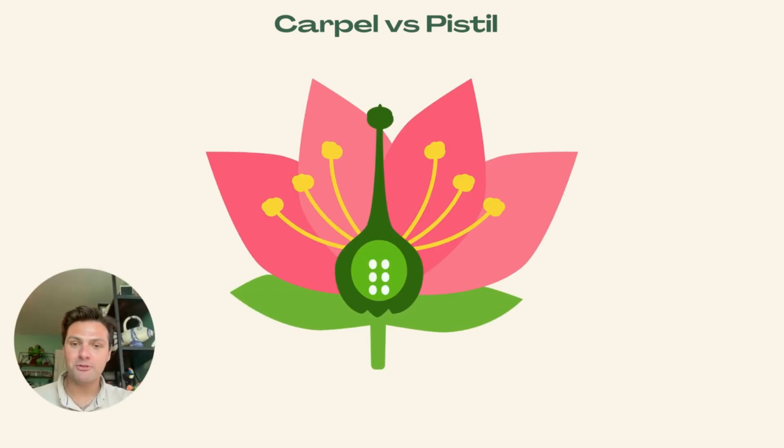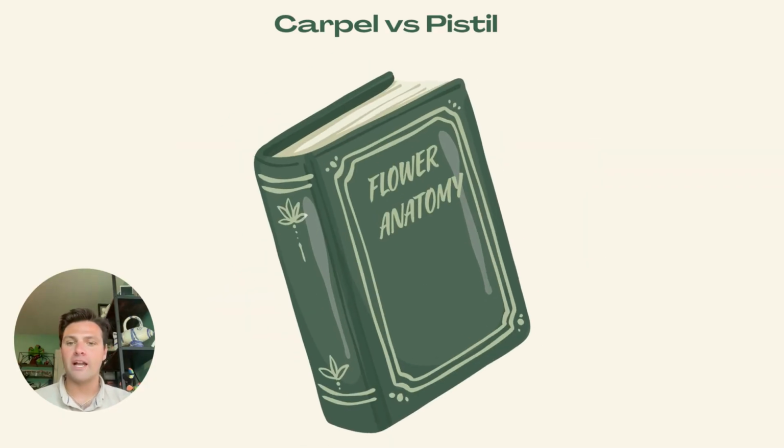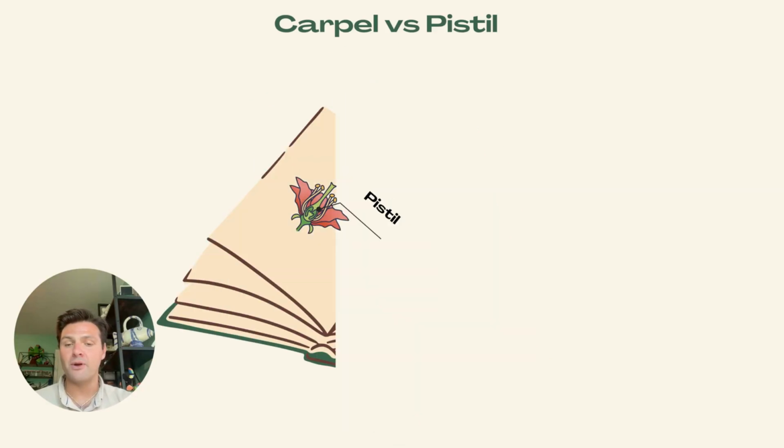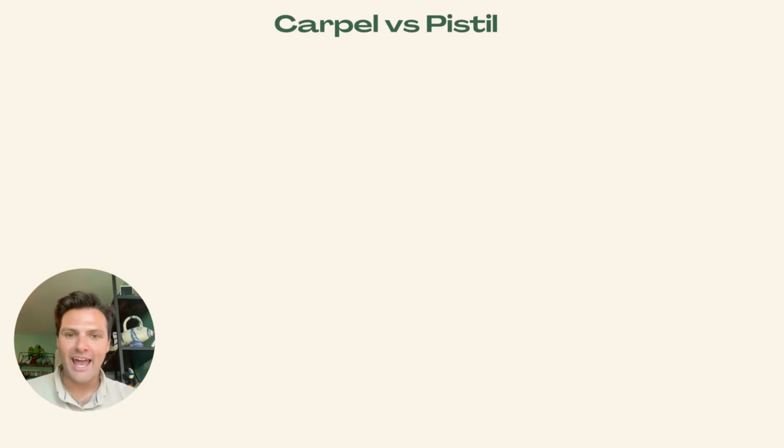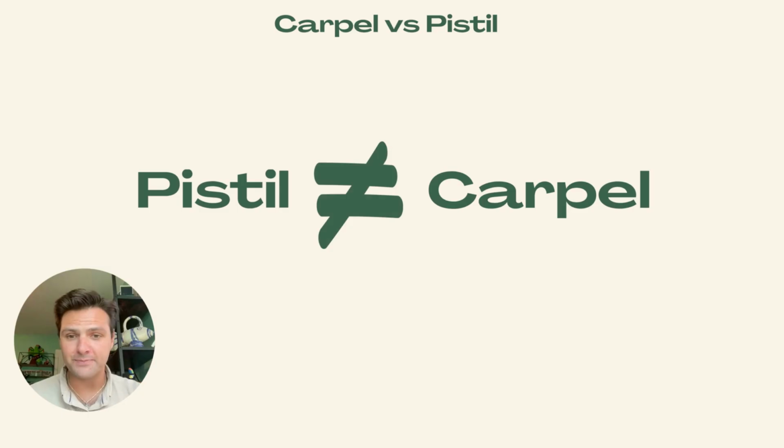In most diagrams, you will see the female reproductive structure is labeled as simply the pistil. And the same thing goes for a lot of literature. It'll just list the female reproductive structure as pistil. If there is mention of the carpel, it is used almost as an interchangeable word for pistil. However, this isn't 100% accurate as they are two different things.